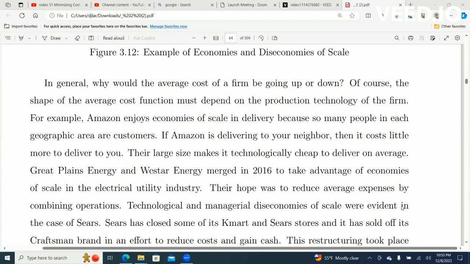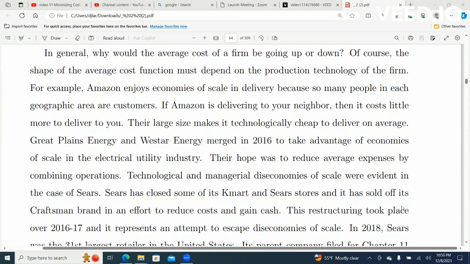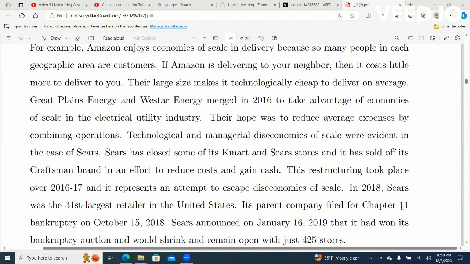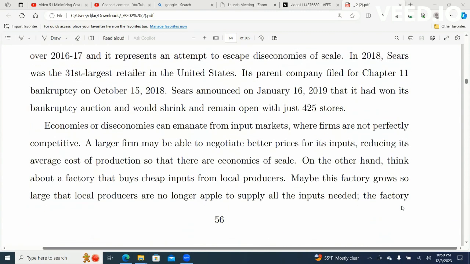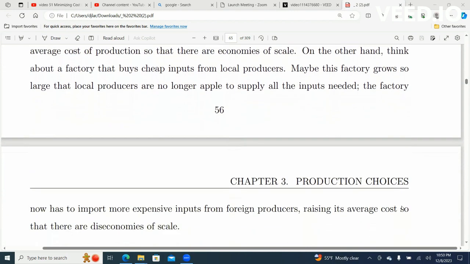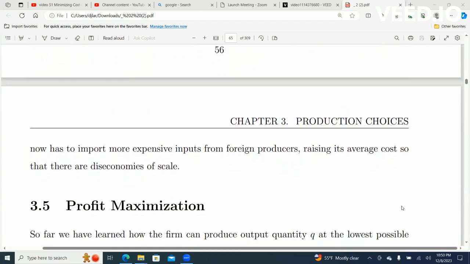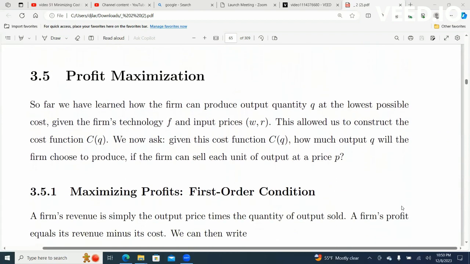In general, why would the average cost change? These are just real world examples here that might actually have some level of truth. We can definitely read through this if we want to. It takes a while for them to get into some of the important equations, but they will.